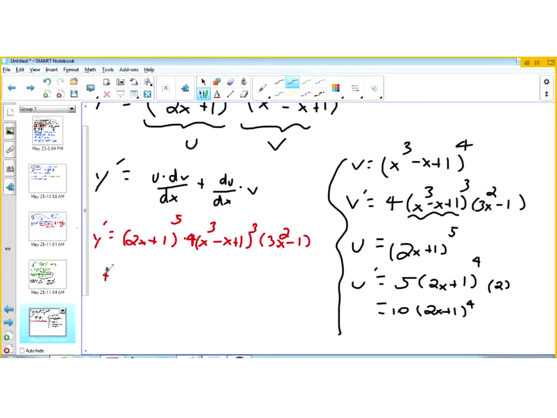Okay, and then we have to add to that du over dx, which we said was 10 times (2x + 1)^4, times v, which is (x^3 - x + 1)^4. Okay, and good luck trying to simplify this. You may leave this expressed like this.